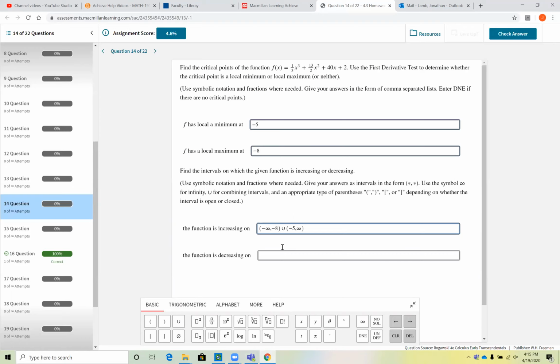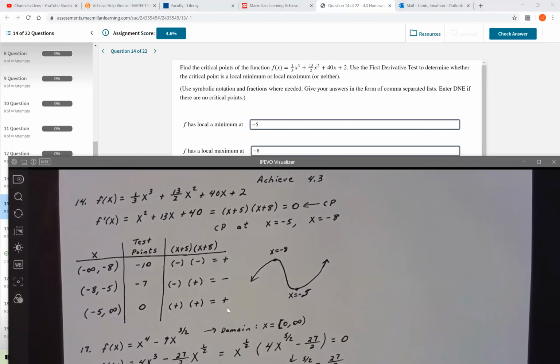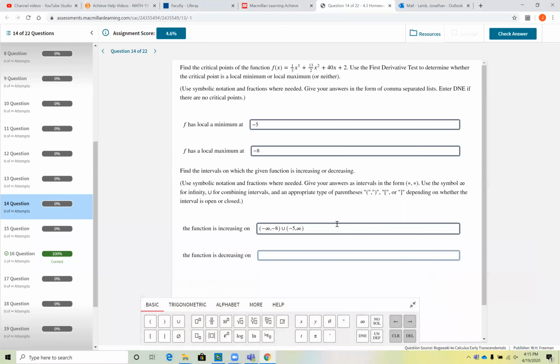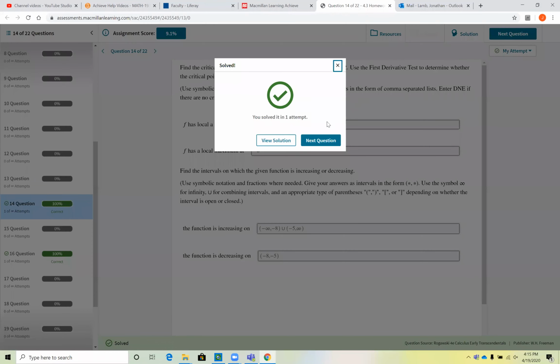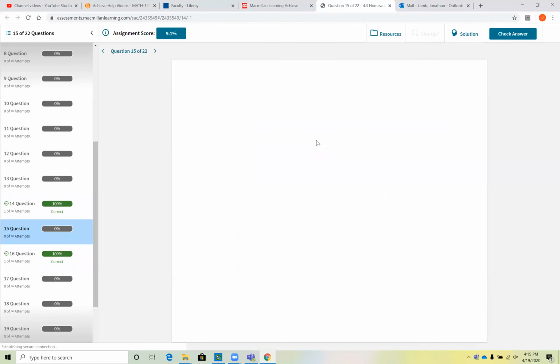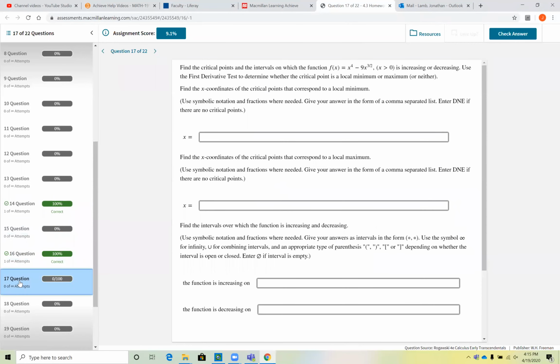Now I can say, okay, now the function is decreasing. Well, the function was decreasing only on your only other interval that was between -8 and -5. So I'll put that in here. It's the interval -8, comma, -5. Close that out. This should be the answer. And correct. The next one that there was a question on here was number 17.